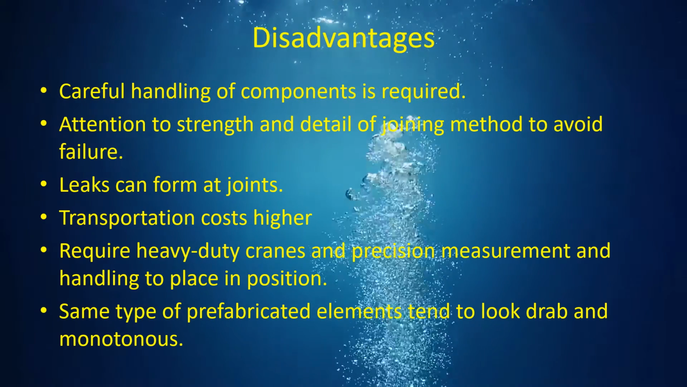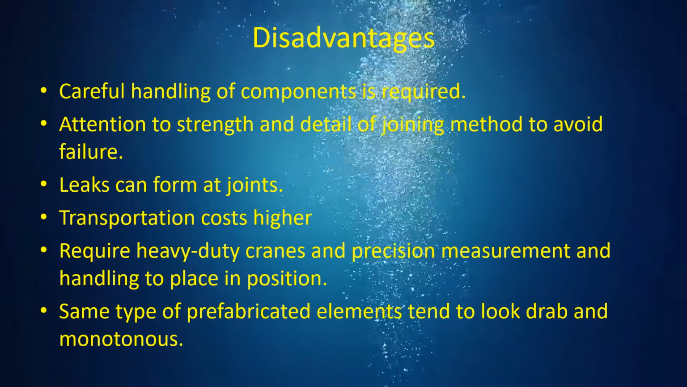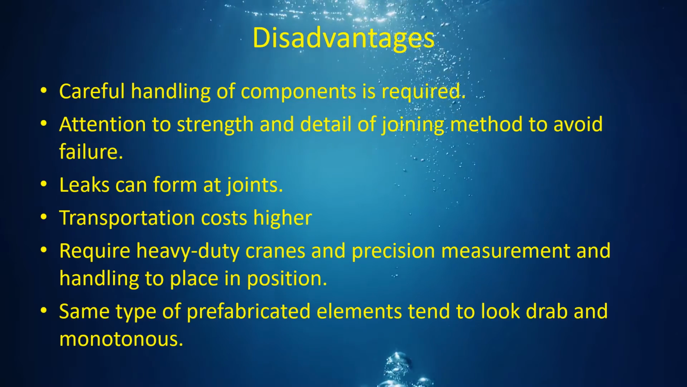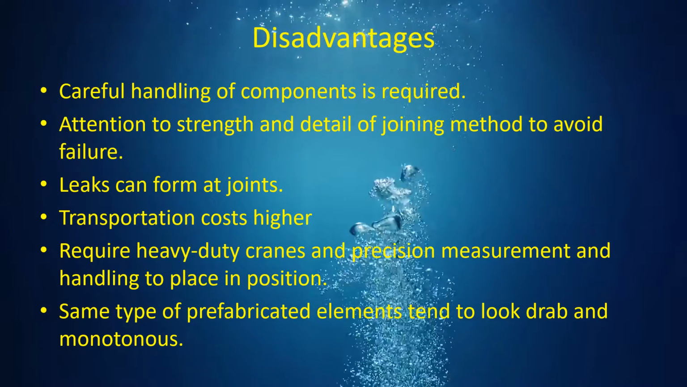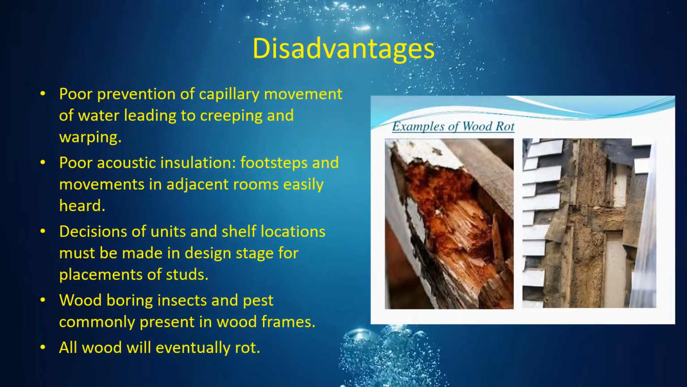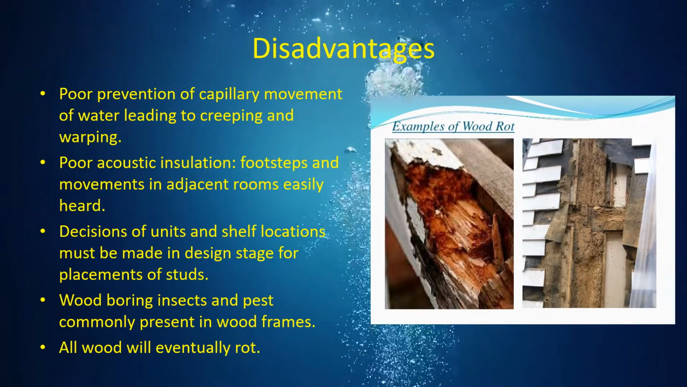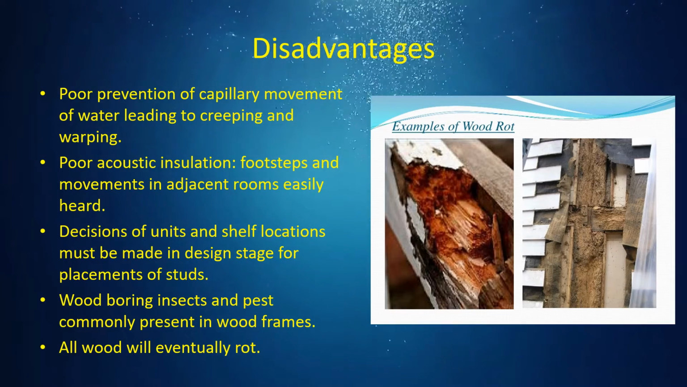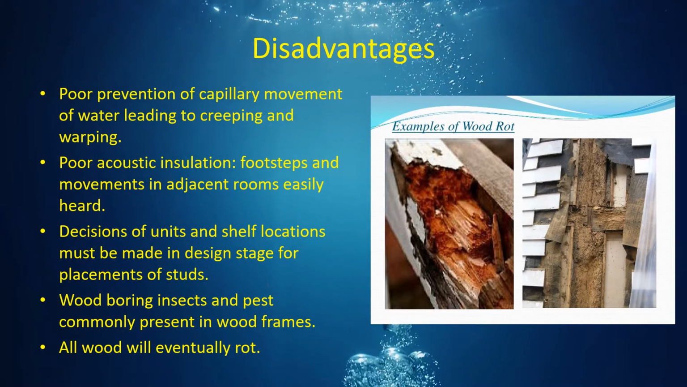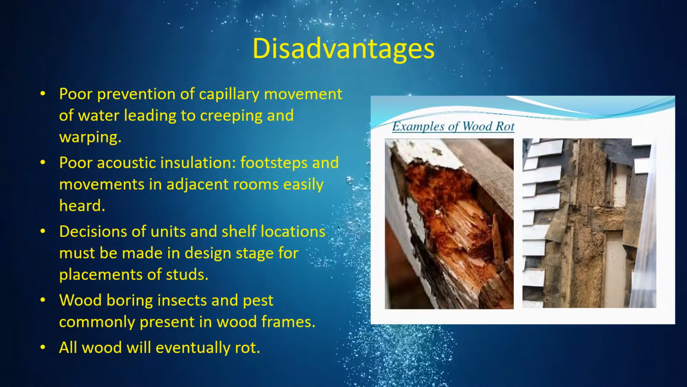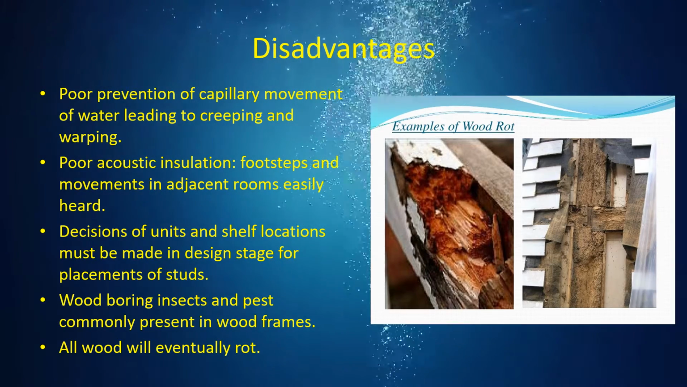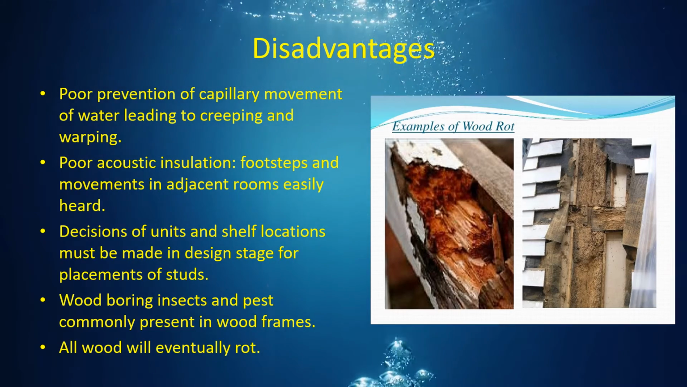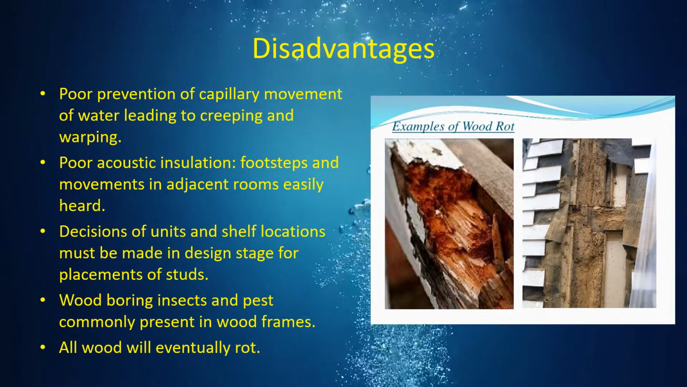Number 6. Larger groups of buildings from the same type of prefabricated elements tend to look drab and monotonous. Number 7. Poor prevention of capillary movement of water within any exposed timber, leading to eventual creeping and warping. Number 8. Poor acoustic insulation, footsteps and movement in adjacent rooms easily heard.